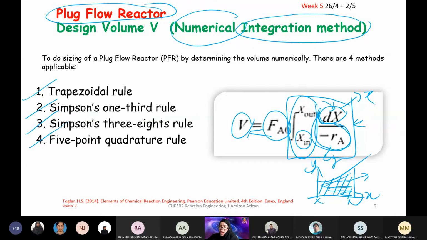Yeah. The question would be, what is the difference between each of the method? Yeah, we have so many rules there. Trapezoidal rule, 1/3 rule, Simpsons. This is not Bad Simpsons, ya. Simpsons 3/8 rule.